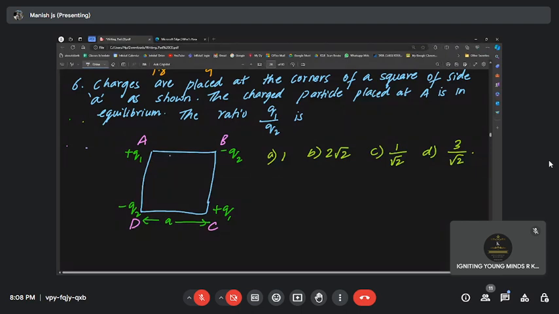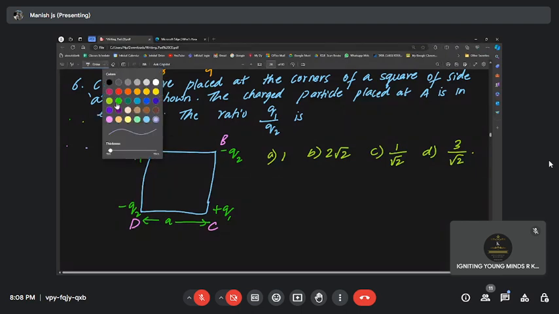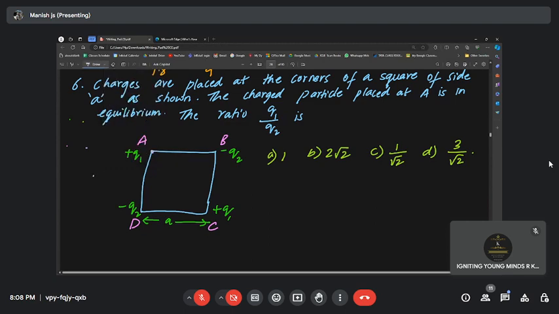Now at this point A, what all are the types of forces that can act? At point A, there is already a charge Q1 placed, so a positive charge is there anyway. What are the forces experienced by this charge Q1 due to the system of other charges placed at B, C, and D? That is what we try to understand.